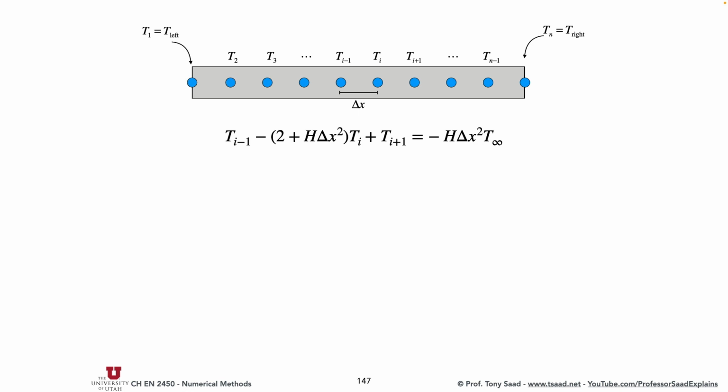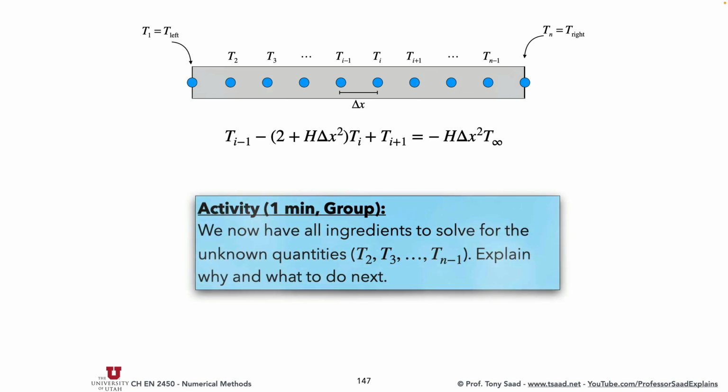Okay? So now we have all the ingredients to solve for the unknown quantities. We know T1, we know Tn. Now we have that equation, a generic equation for any of those interior points. Okay, T2, T3, etc. Now I want you to explain what to do next and why we have all the ingredients. What do we do next?